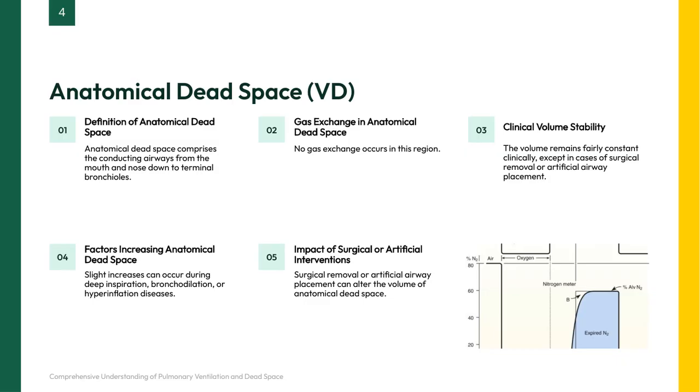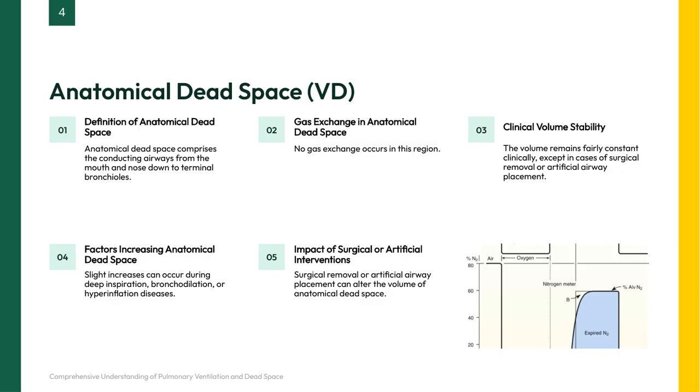Let's take a closer look at the comprehensive understanding of pulmonary ventilation and dead space. First, we'll focus on the anatomical dead space, often abbreviated as VD. This is a crucial concept because it helps us understand where no gas exchange occurs during breathing. Anatomical dead space includes all the conducting airways from the mouth and nose down to the terminal bronchioles. Essentially, these are the pathways that air travels through, but where no oxygen or carbon dioxide exchange takes place.